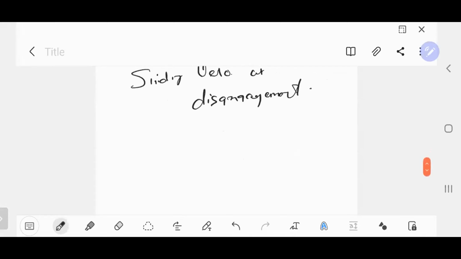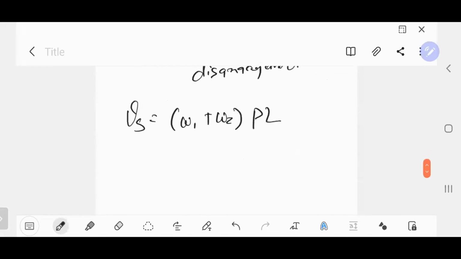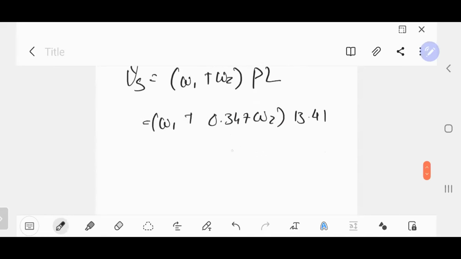Sliding velocity at disengagement. So again, we have to use the same equation. Vs is equal to omega 1 plus omega 2 multiplied by PL over here. So here again, omega 1 plus 0.347 omega 1 multiplied by PL, that is 13.41. So the answer will be 18.1 omega 1 mm per second. So this is the sliding velocity at disengagement.